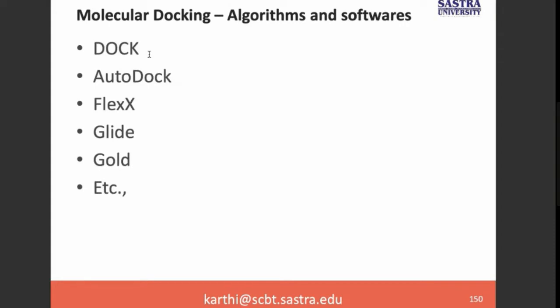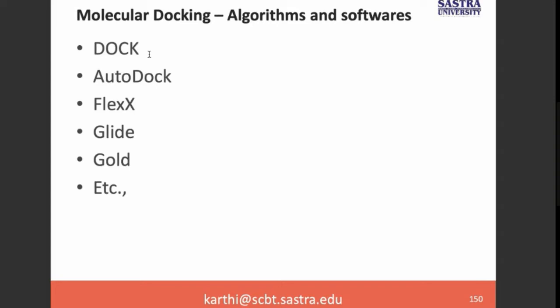Here I have listed the very commonly used and most important docking and scoring algorithms available for protein-ligand docking. UCSF DOCK, from the University of California, is a very good program. AutoDock we have used, right? The Scripps laboratory wrote that algorithm.